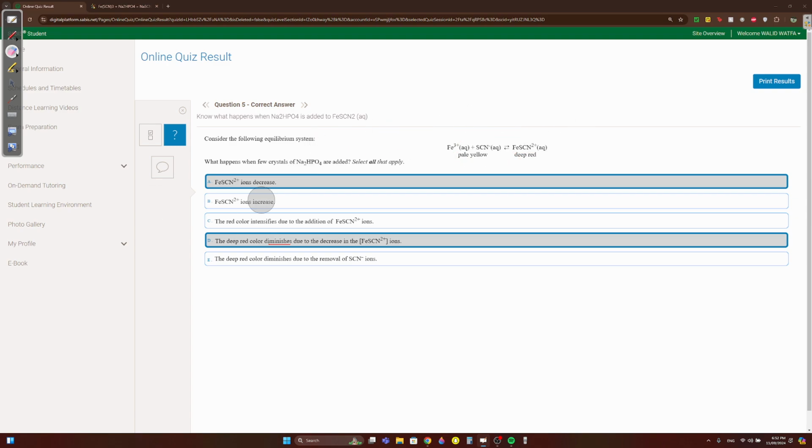Will it increase FeSCN2+? No, no. We said it will decrease. The red color will intensify? No, it will diminish because it's decreasing. The red color will diminish because we removed SCN? No, because of the decrease of FeSCN2+, this one here, not SCN. SCN is pale yellow.